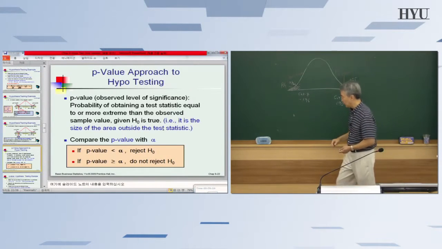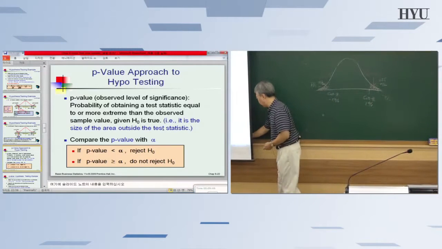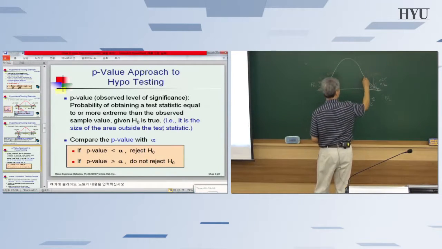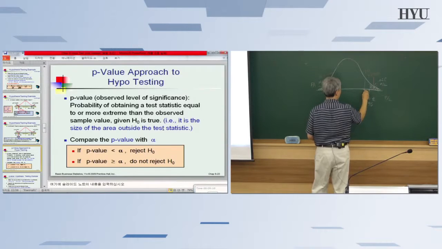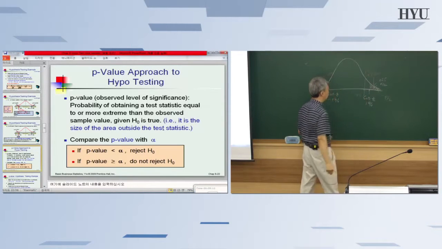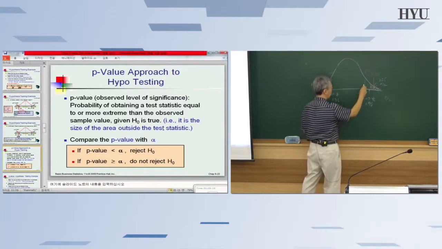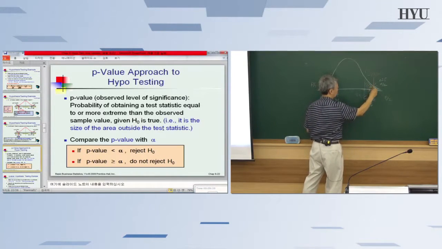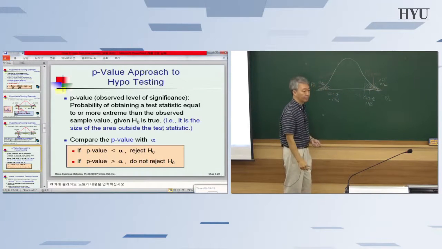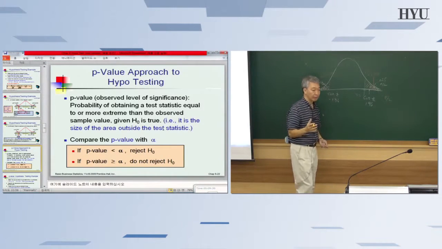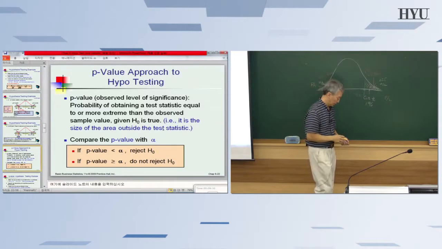Suppose, instead, our test statistic was there. Then our p-value would be this, or half of p, right? So in that case, p will be larger than alpha. So you have to understand that relationship, right?